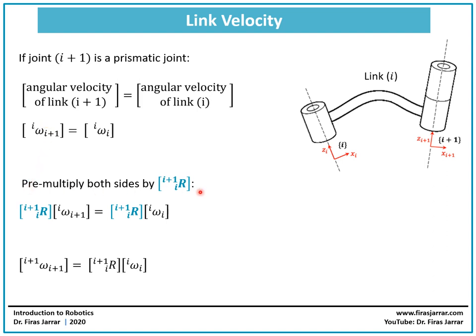Pre-multiply both sides of the equation by the rotation matrix. The whole idea here is to do a mapping in which now the angular velocity of link I plus 1 is expressed in frame I plus 1. And this is the formula for the angular velocity of link I plus 1.